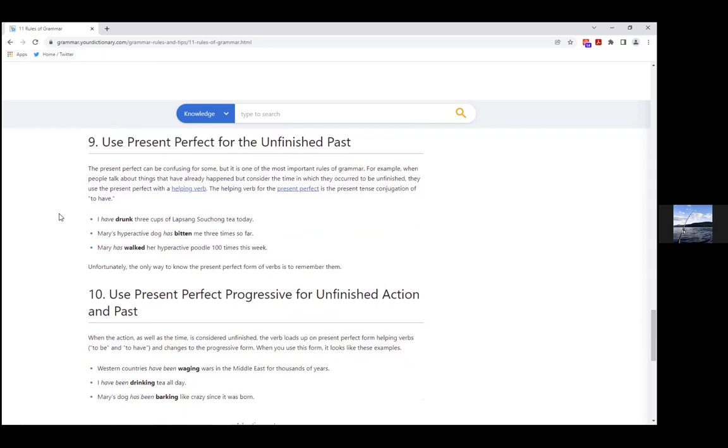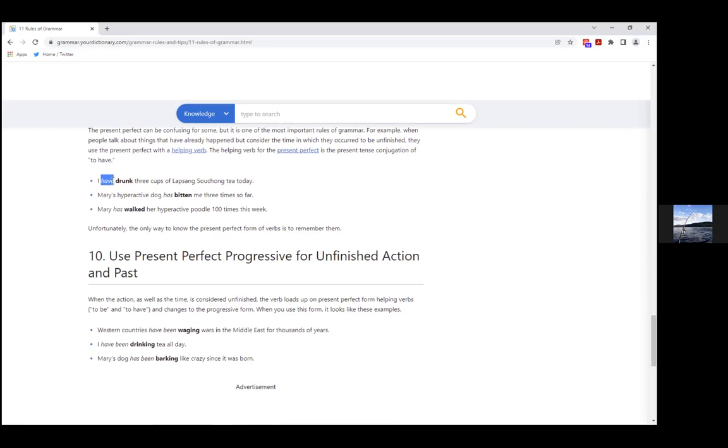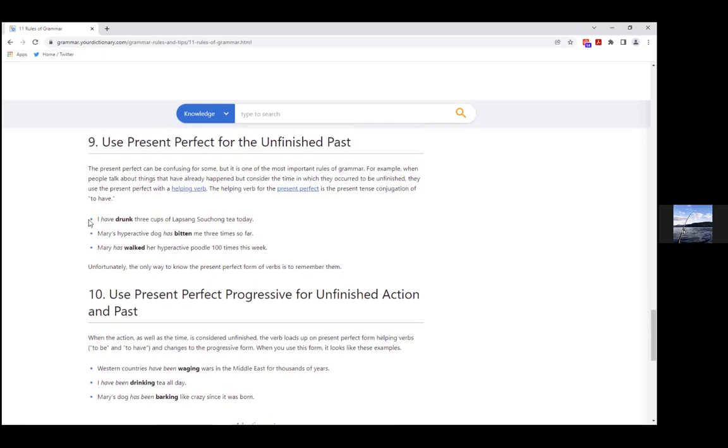And present perfect for the unfinished past. Present perfect can be confusing for some people, as it says here, but it is one of the most important rules of grammar. Now, in this case, you have to use a helping verb. A helping verb is an extra verb word to illustrate when this is happening. In this case, obviously it is the have before drunk.